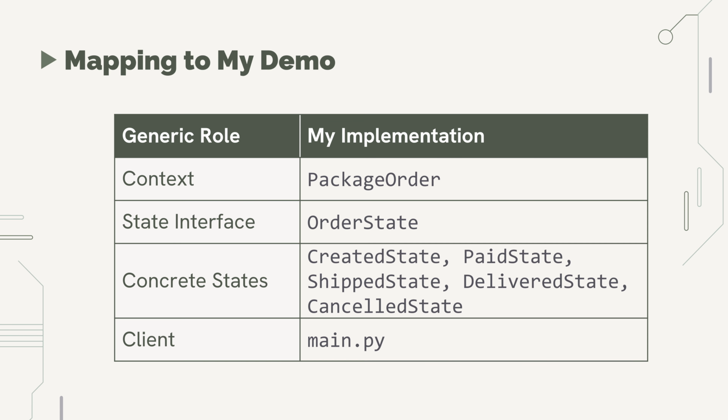In my project, package order is the context because it stores the current state. Order state is the abstract state interface. The concrete states are created, paid, shipped, delivered, and cancelled. The client is main, which runs the demo.